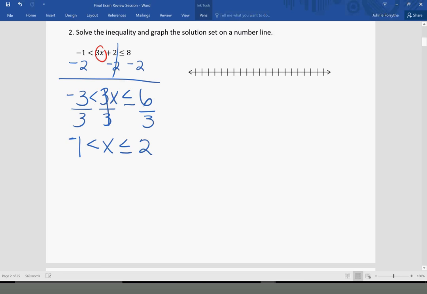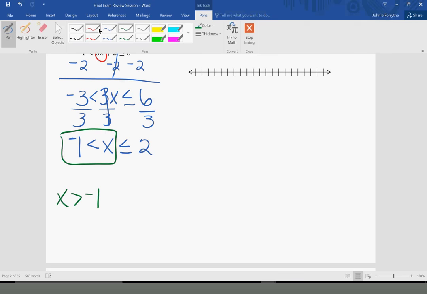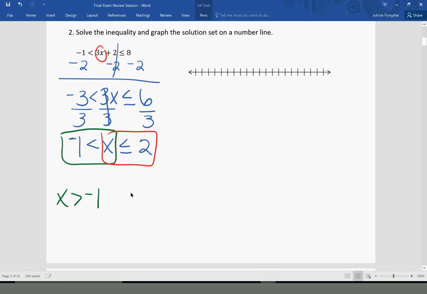I did not flip the inequality signs because I did not divide by a negative. The only time you flip the inequality signs is when you divide or multiply by a negative in an inequality. That's why I did not flip them. Now if I was dividing by negative 3 everywhere, then I would flip the inequality signs. So I have 2 different inequalities basically. This first one here, let me write it so the x is on the left-hand side. So negative 1 is less than x, the same thing as saying x is greater than negative 1. And then I have this one here, x is less than or equal to 2.